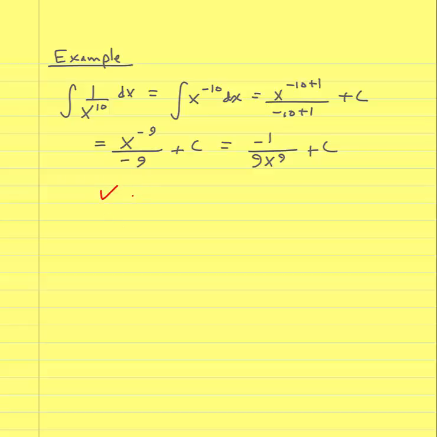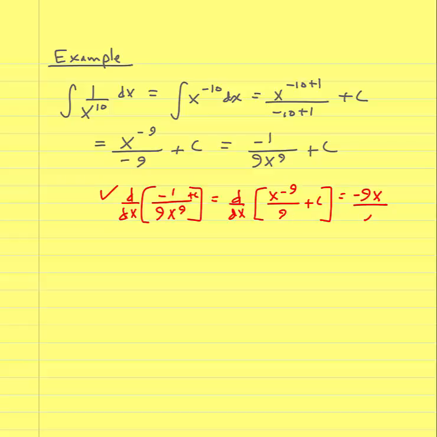We can check our answer here by taking the derivative with respect to x of negative 1 over 9x to the 9th. Now if I wanted to take the derivative of this in the current form, I would have to use the quotient rule, and I don't want to use the quotient rule, so I'm going to rewrite this by flipping it back up top into this form: x to the negative 9 over 9, and of course I forgot my plus c in this one, so I'm going to include that. When I take my derivative, I bring the negative 9 down. Remember, I already have a 9 below. I decrease the exponent by 1, so negative 9 minus 1 is negative 10, and the derivative of a constant is 0.